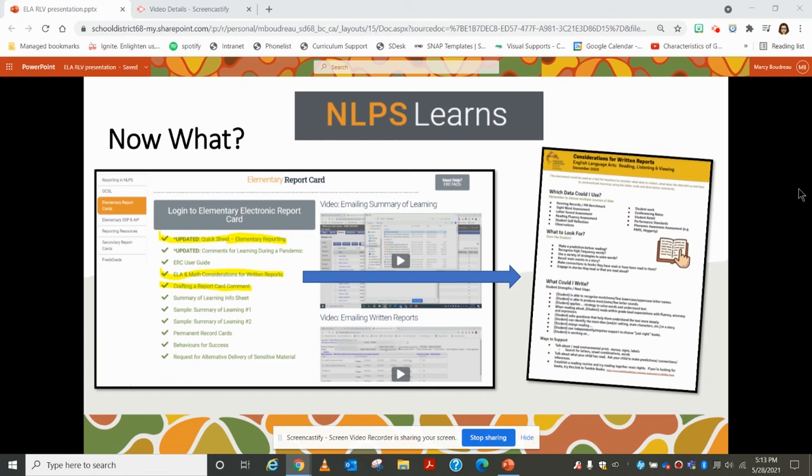Under the second tab, Elementary Report Card, on the left, you will find a collection of documents to support teachers when crafting, whether it's a comment or other information. For example, there's considerations for written report cards talking about English language arts with reading, viewing, and listening in mind. Possible ideas of assessment, possible ways to write, next steps, strengths, and ways to support.